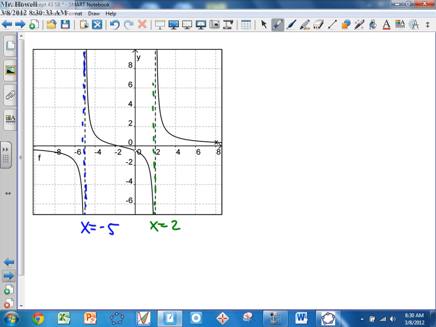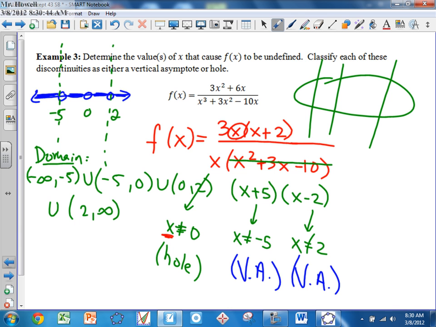But the question becomes, where is that open circle? It's not at the origin. It's like a y-intercept, isn't it? Where is it though? Let's go back and look at our problem. Remember what we said: if we cancel the factors that caused the hole, we can then evaluate it.